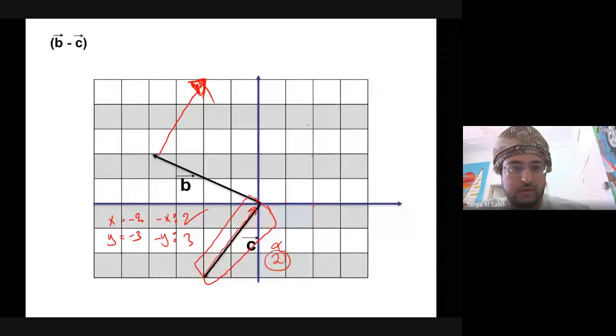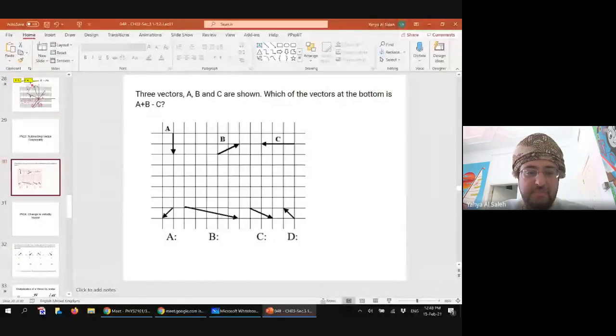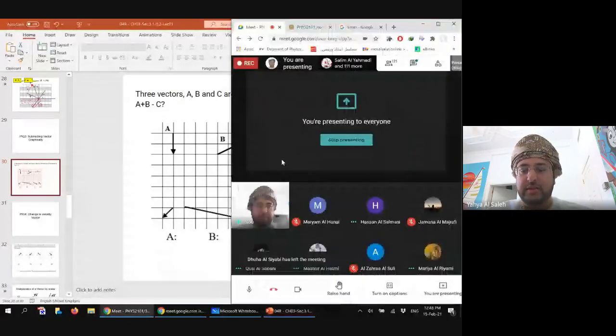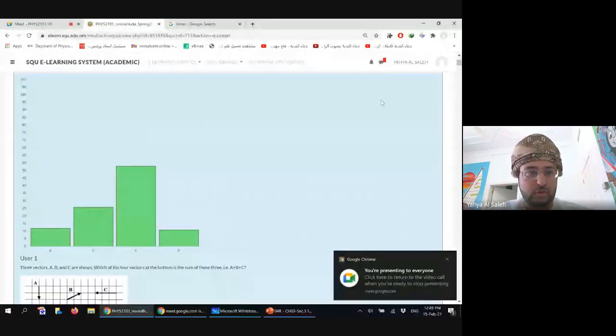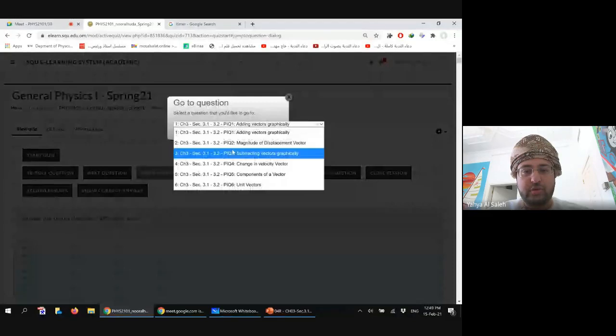Let's do one which combines both addition and subtraction. 3 vectors A, B, and C are shown. Which of the vectors at the bottom is A plus B minus C? And because the best method of learning is teaching, we will do it in groups and breakout rooms. Moodle is stuck again. Go to question 3.